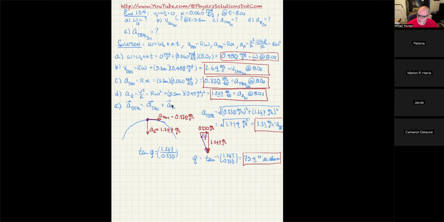Your book actually gets an answer of 15 degrees, which you'll notice is pretty much the complement to this. So they ended up doing the opposite angle that I did. They would have done, for instance, this angle right here, which you might call theta, and then you'd say theta is about 15 degrees. So, any questions on that?